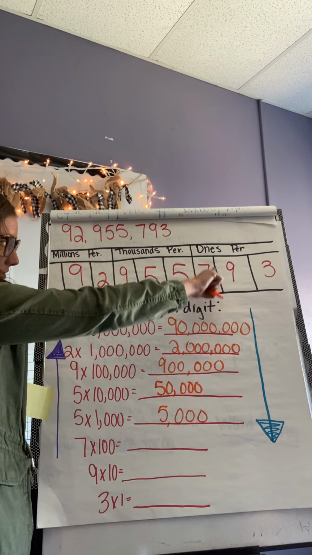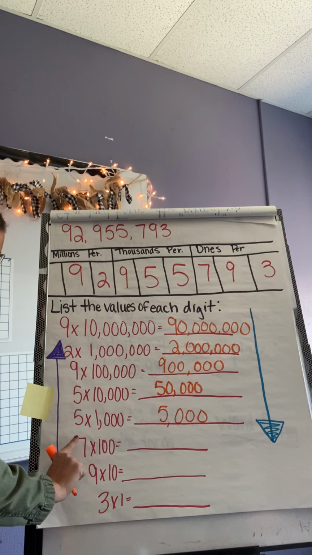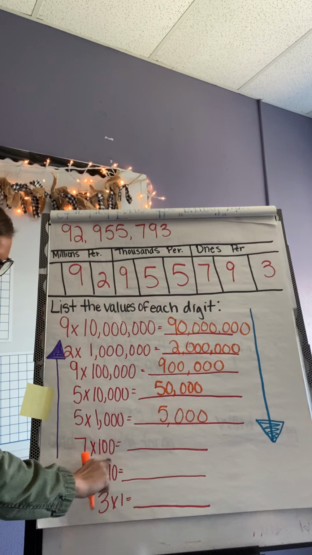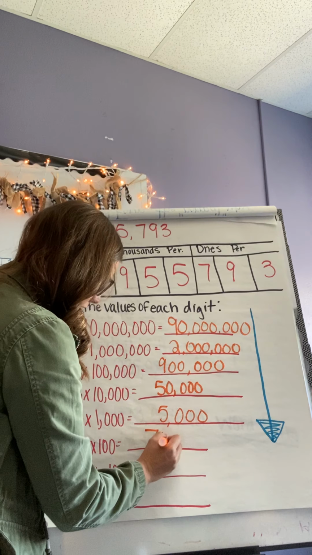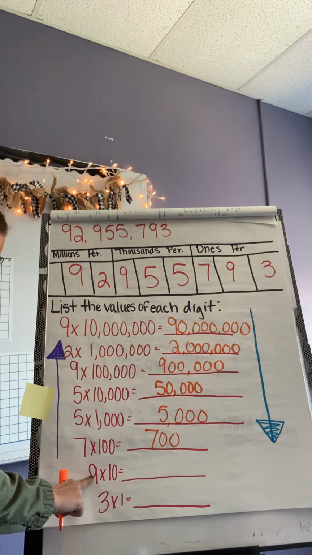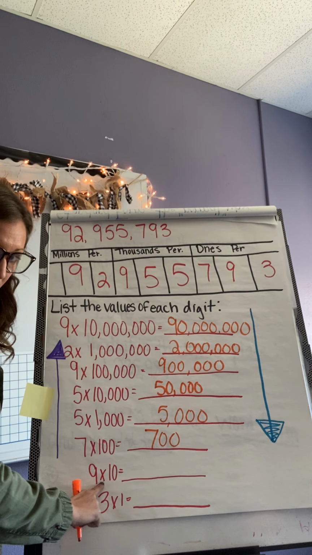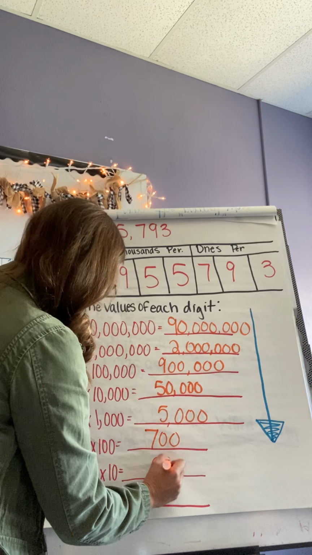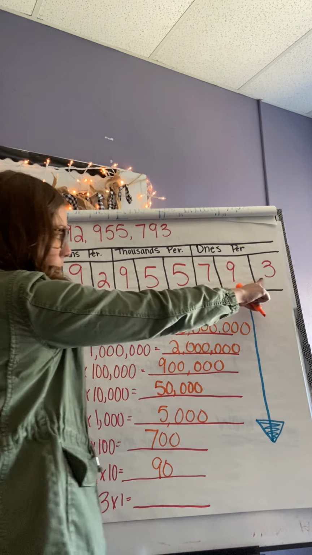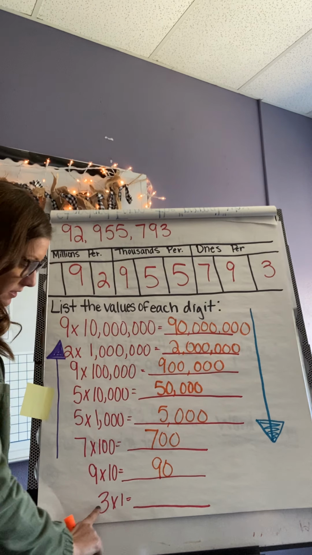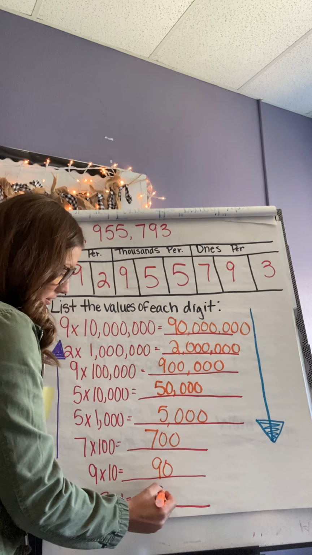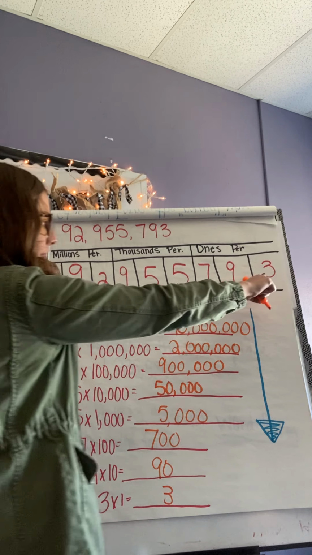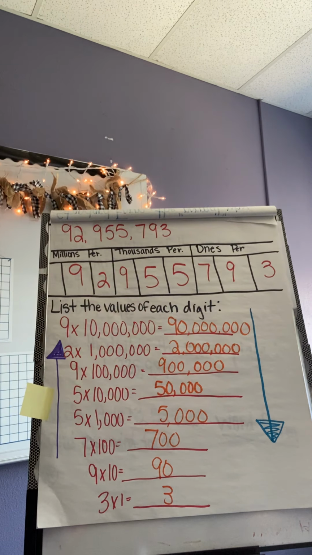I have a 7 in my ones period, in the hundred spot. So 7 times 100, 700. I have a 9 in the tens place. 9 times 10, the value of the 9 is 90. And then a 3 in the ones place, which means I have 3 ones. 3 times 1 is 3. That means the value of 3 in the number is actually just 3.